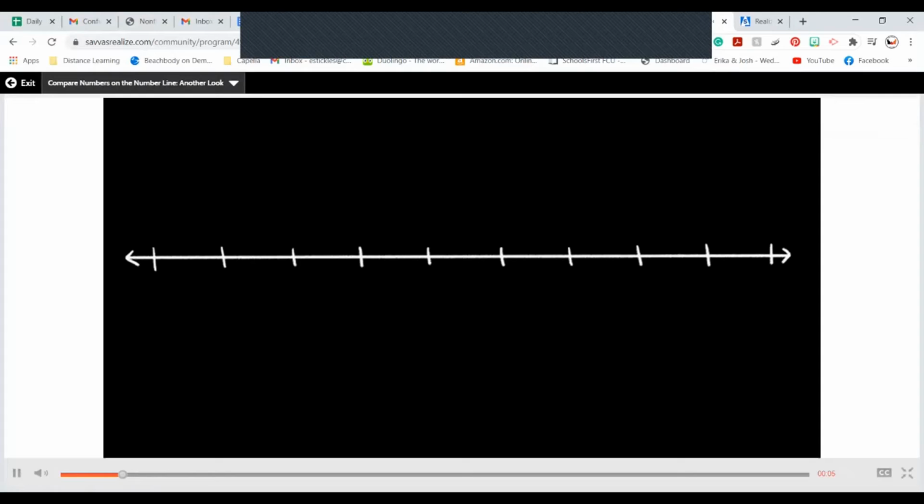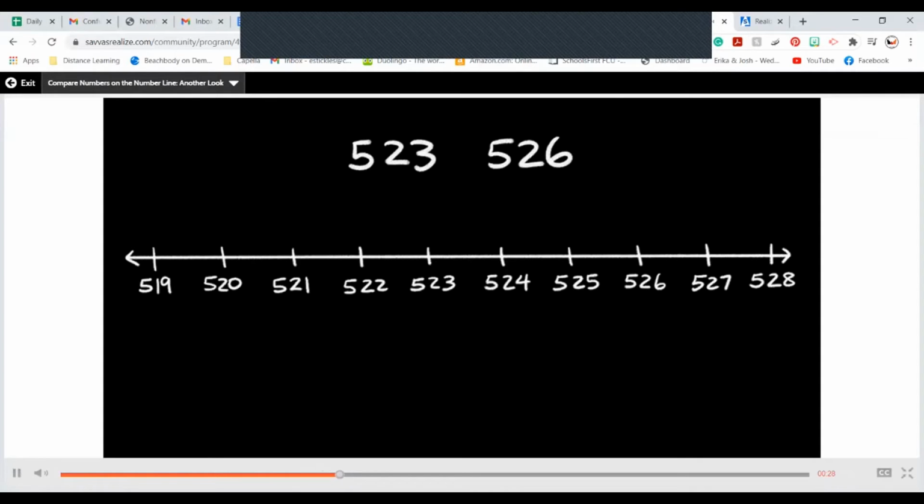Number lines, like this one, are very helpful because they help you figure out if a number is greater than another number or less than another number. Let's compare these two numbers, 523 and 526. Let's put some numbers on the number line. Look at the number line. See that 523 is to the left of 526? This tells us that 523 is less than 526.